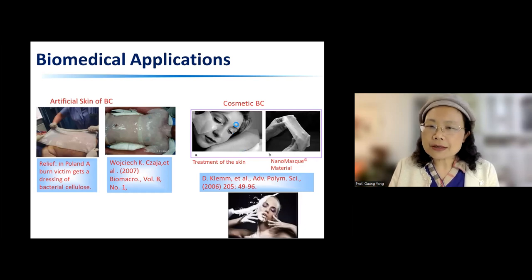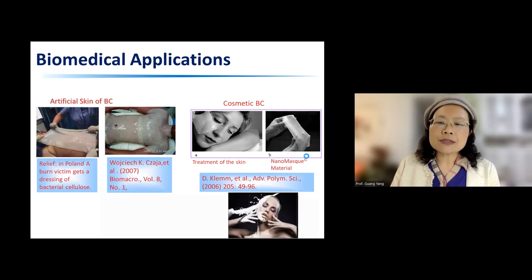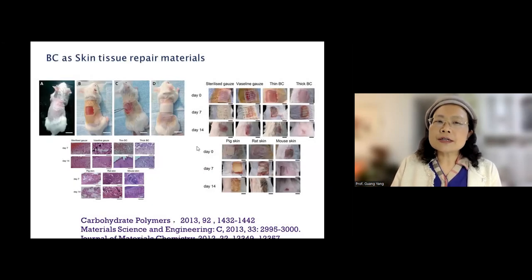For example, for some masks, nanomasks. And another is for skin repairing materials. For wound dressing, bacterial cellulose is mostly applied. Bacterial cellulose has almost the same effect on infected mouse skin. If we compare to the other cotton gauze and Vaseline gauze, on pig skin and rat skin, we can observe that bacterial cellulose is very good for wound dressing.